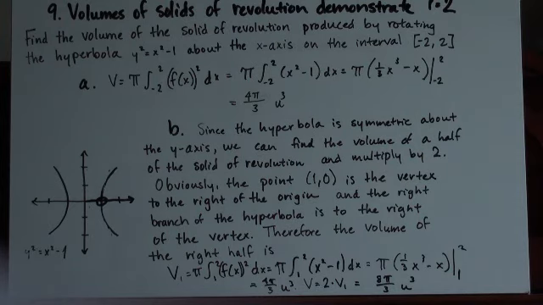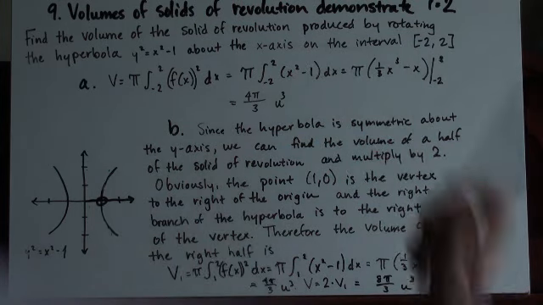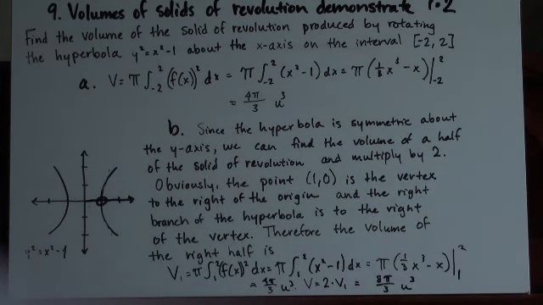The first method we are given is to take the antiderivative of y squared, f of x squared, times pi to find the volume of the solid of rotation. When we solve for the interval -2 to 2, we end up with 4 pi over 3 units cubed.